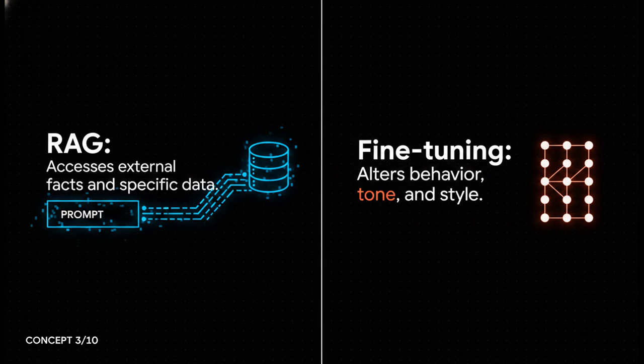So Concept 3 is RAG versus fine-tuning. People confuse these constantly, but they solve entirely different problems. RAG, or Retrieval Augmented Generation, cures hallucinations by injecting missing factual data into your prompt. Fine-tuning, on the other hand, takes a pre-trained model and tweaks it to alter its behavior, tone, or style. The quick rule of thumb: fine-tune a model so it sounds like your brand, but use RAG to give it your brand's latest pricing sheet.